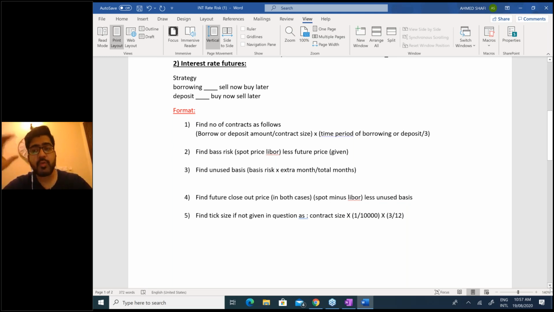Okay. Now, how do we do interest rate futures? Interest rate futures is the most important and carries the most marks. You saw FRA. It's just a two-step approach, but interest rate futures is lengthy. It carries more marks, therefore pay attention, and you're likely to get it completely by doing the question.